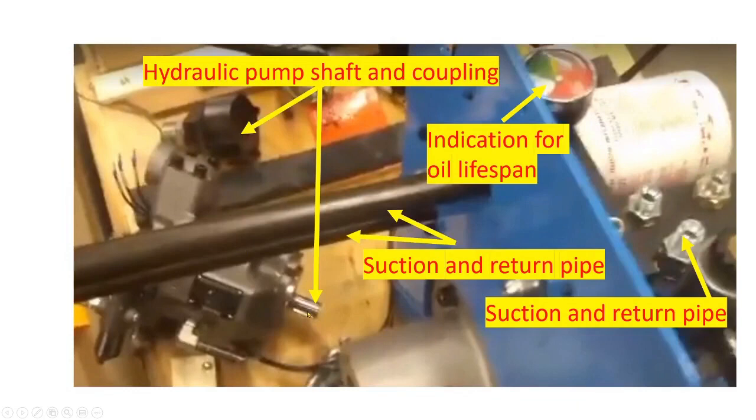This is the shaft of the pump. This is the indication for oil lifespan. Green should be good and red should be bad. These two pipes are the suction and return pipe of oil, and this is the suction and connection for hydraulic hoses.